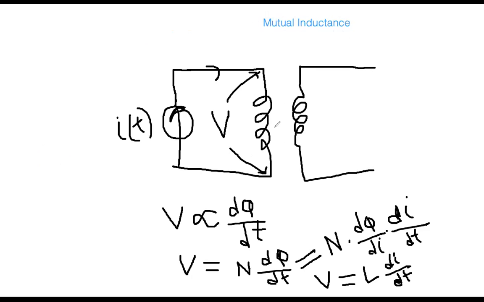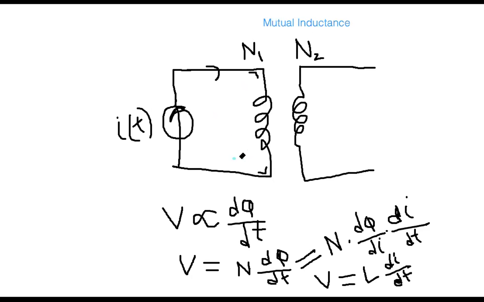I have another coil. This is one coil and this is another coil. I'm assuming this coil has N1 number of turns and this coil has N2 number of turns. But you see, there is no direct connection. Both coils are separated. So then what will happen?